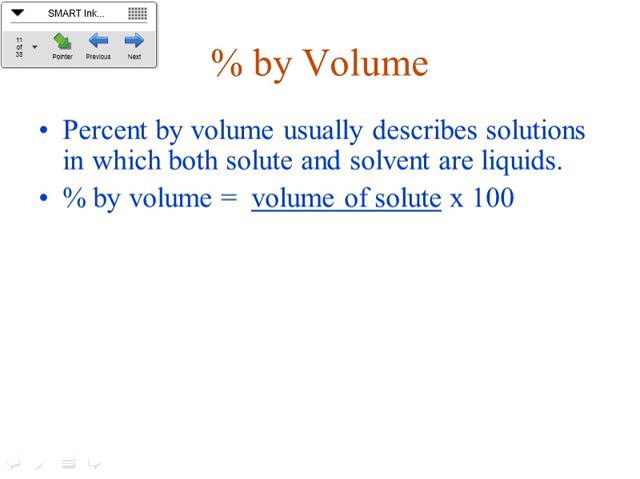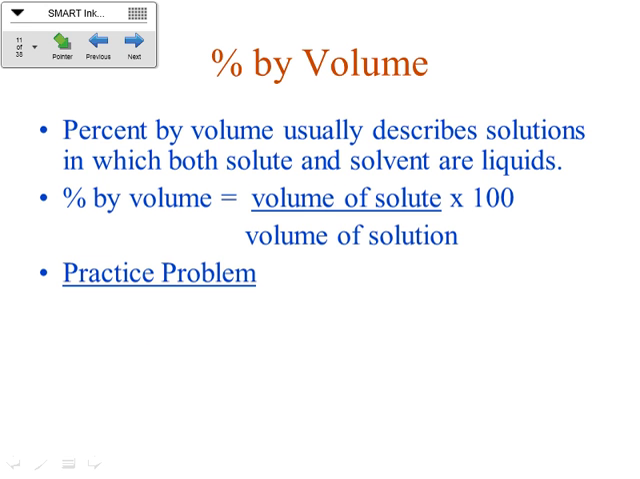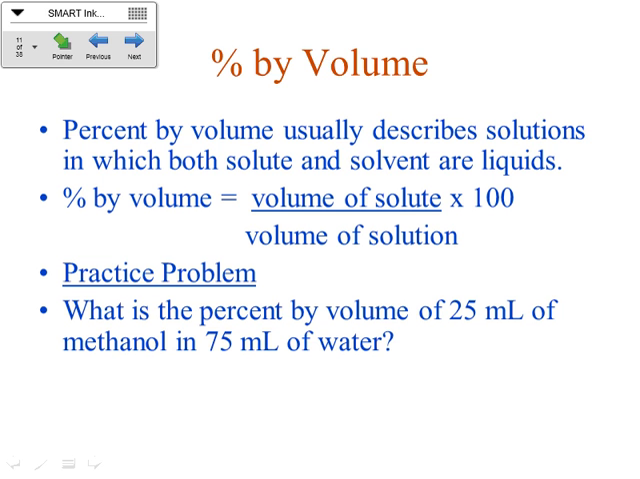Figuring out percent by volume: volume of solute divided by volume of solution, times 100. So this is really very similar to the mass percentage, it's just volume instead of mass. All right, practice problem here. What is the percent by volume of 25 milliliters of methanol in 75 milliliters of water?